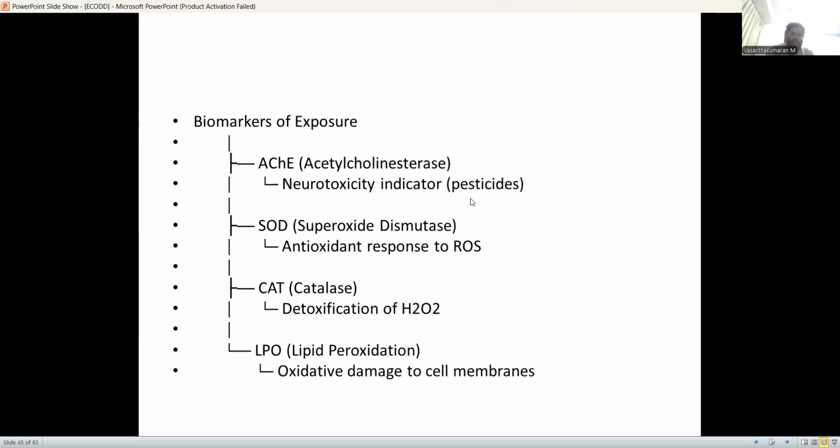Okay, like I said before, the biomarkers. ACHE, acetylcholinesterase, which I mentioned yesterday, is a neurotoxicity indicator, which gives a clear idea how the organism gets affected by us human beings. We can do SOD, which is an antioxidant, the primary first defense mechanism. Then catalase, the detoxification of H2O2. Then lipid peroxidation, we can know about the oxidative damage to the cell membrane.